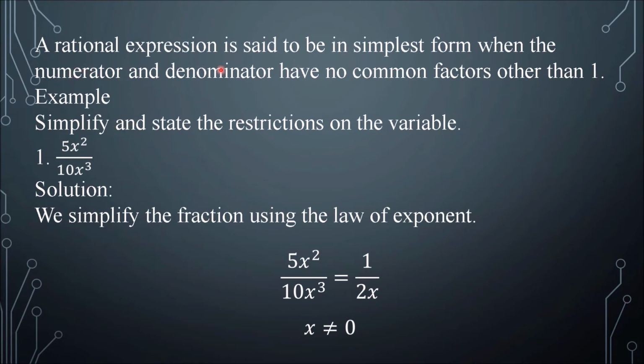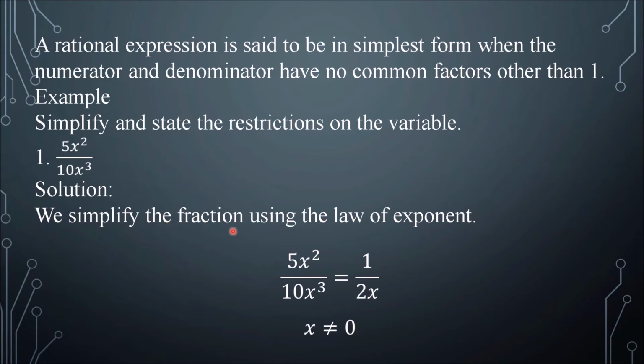Next, a rational expression is said to be in simplest form when the numerator and denominator have no common factors other than 1. Let's have an example. Simplify and state the restrictions on the variable. So we have 5x squared divided by 10x cubed.